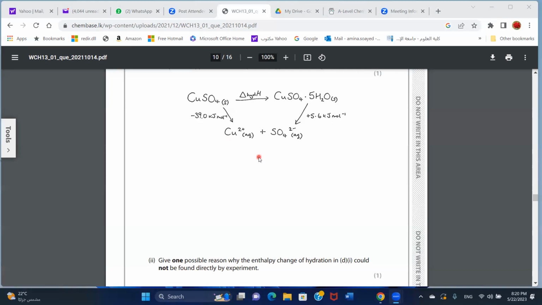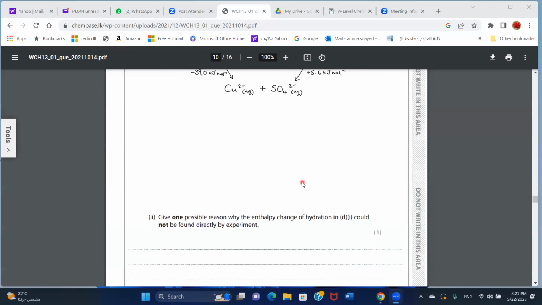Mavi said, difficult to know the exact amount of energy supplied when exactly 5 moles of water is added. Yes. Rodina says it's hard to add the correct amount of water. Yes, of course, it could be hard to add the correct amount of water. Excellent. You can say so.